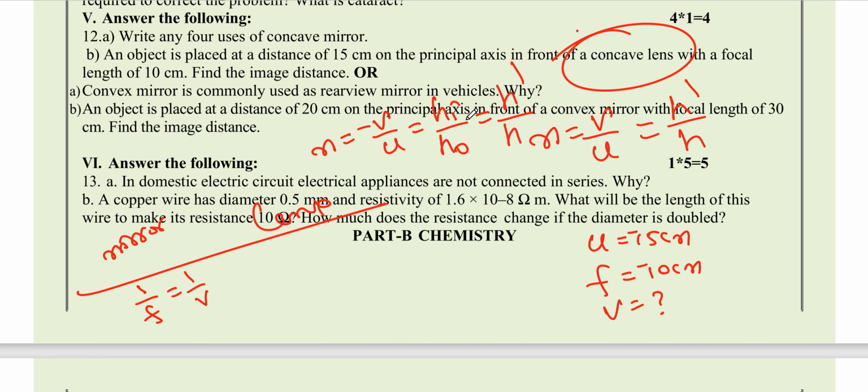No. H I by H naught. Understood? I is image, O is object. Height of the image, height of the object. Any doubts? Understood? Yes. Come back to this case.